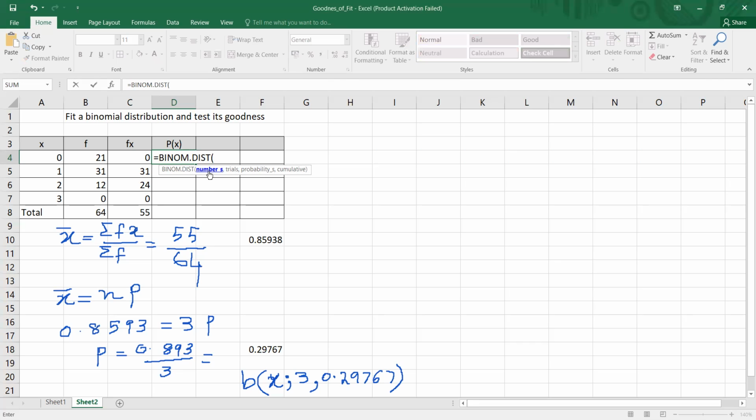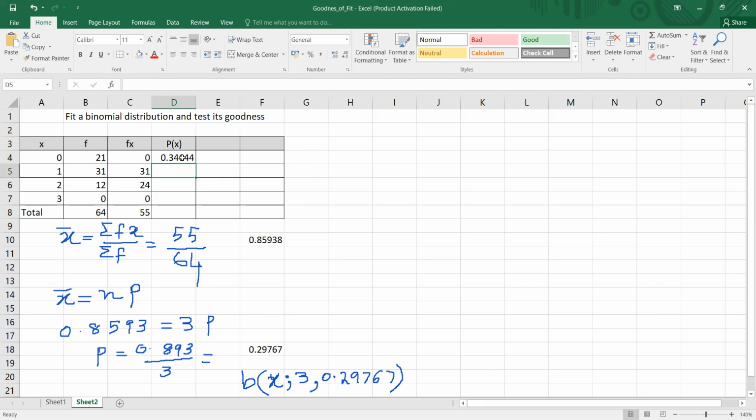So my first parameter is 0, the probability of 0, and then the number of trials. How many trials do we have? 3 trials, because 3 cards are selected. The probability is 0.29767, and then comma, true or false. If you need the cumulative probabilities, write true. If you need the simple mass function or the simple probabilities, use false. Close the bracket and press enter.